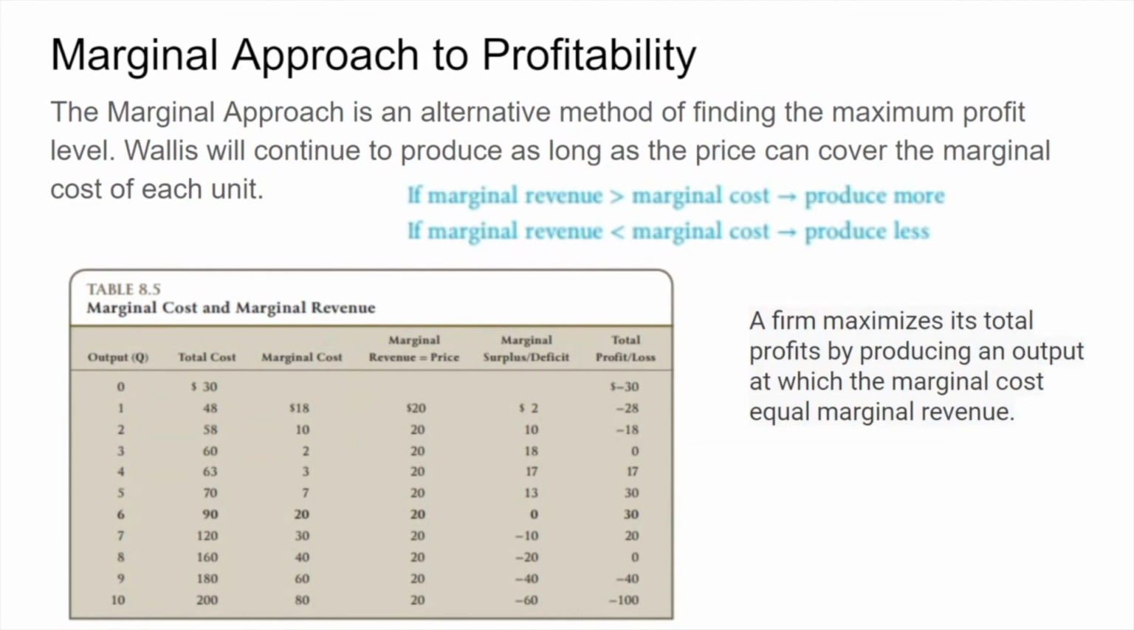As long as it's greater, keep making more. The moment that the amount of extra money you make from going one level to the next matches the amount of extra revenue, extra cost that you incur by going from that level, stop producing anymore, because you're not making any extra money making that extra unit.